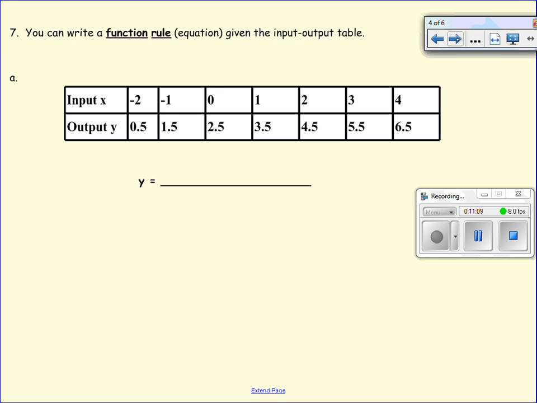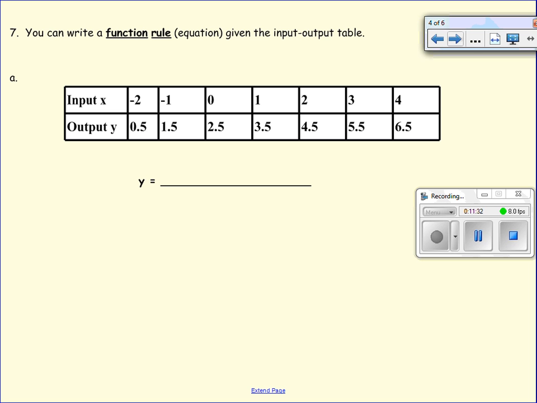So now we need to determine what our function rule is here for this table. A simpler way to say it: what did you do to x to get y? What did you do to the input numbers to get the output? One easy way to determine that is, if you have a 0, look at the 0 and see what rule it is. What did you do to 0?